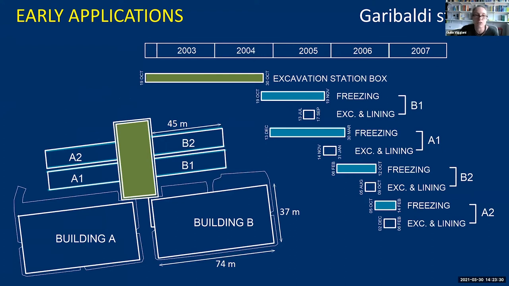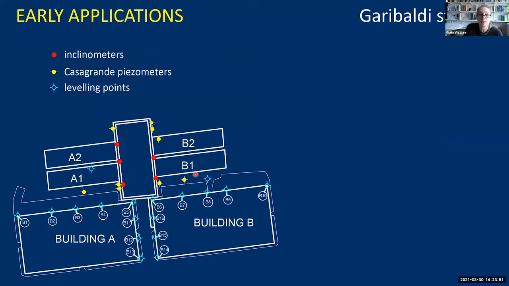So excavation of the shaft took almost exactly 2 years, from 19 October 2002 to 30 October 2004. Once excavation of the shaft was completed, artificial ground freezing of the soil around platform tunnels A1 and B1, that is the one closer to the buildings, started. And construction of the stations was very carefully monitored.